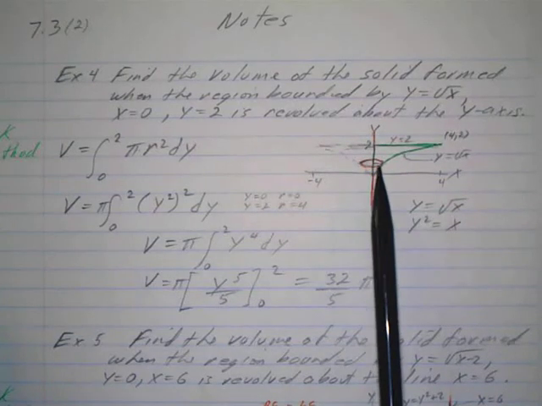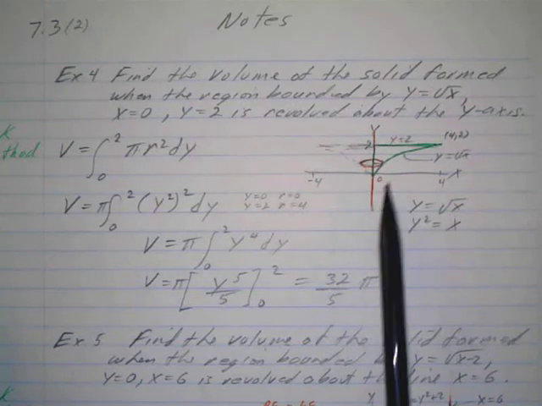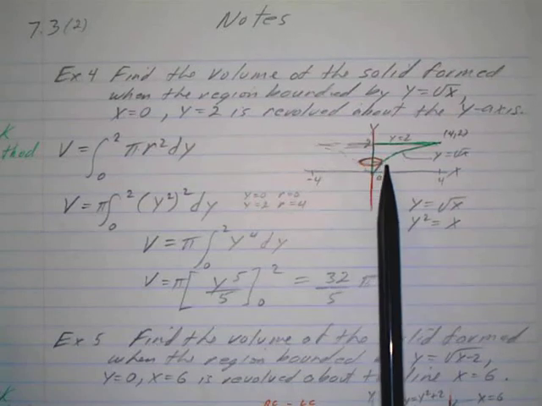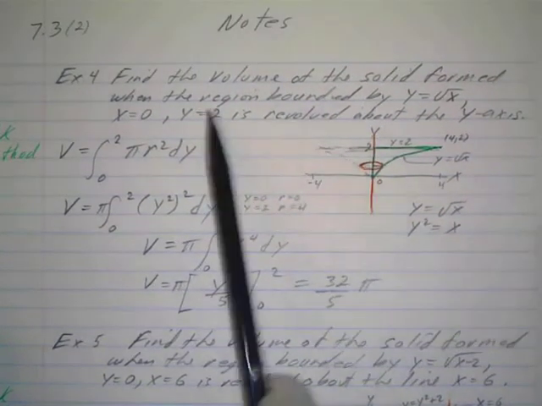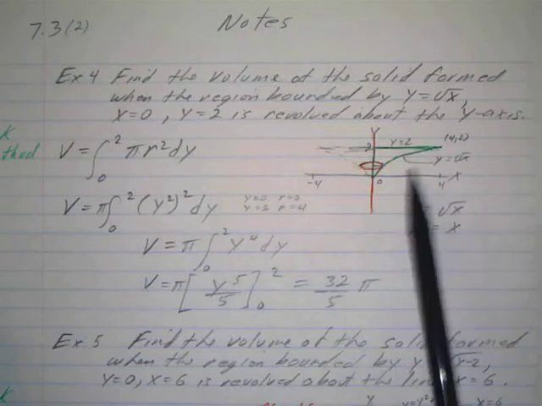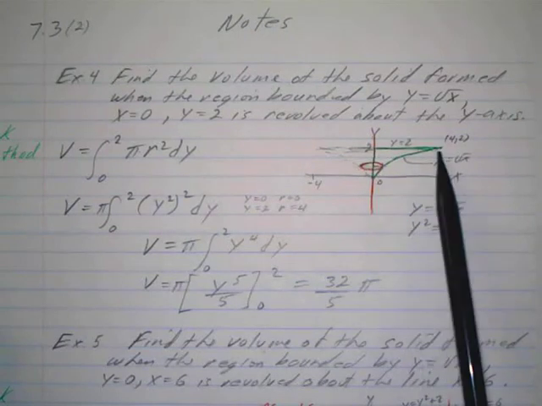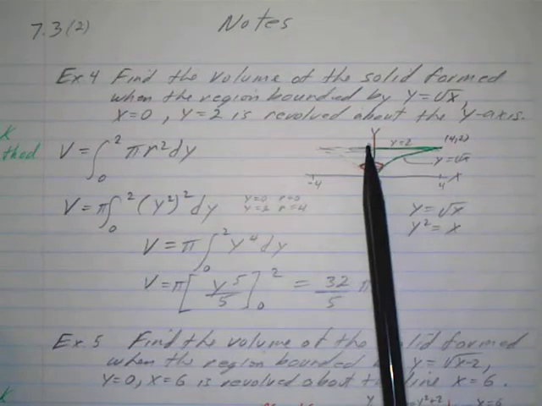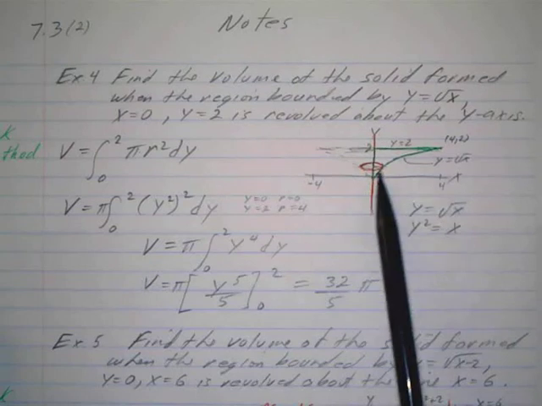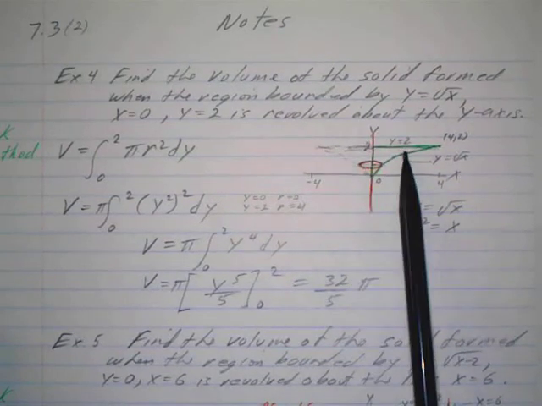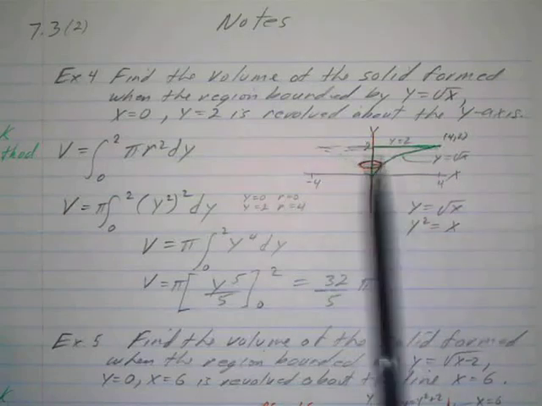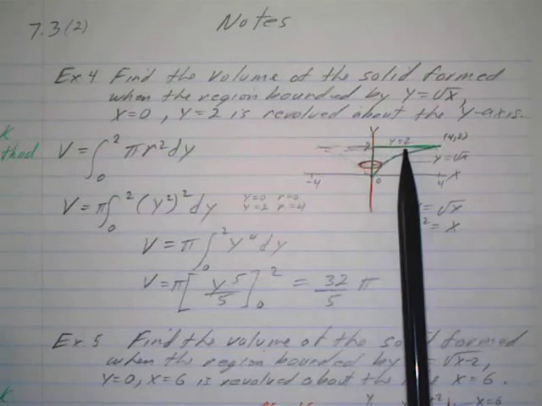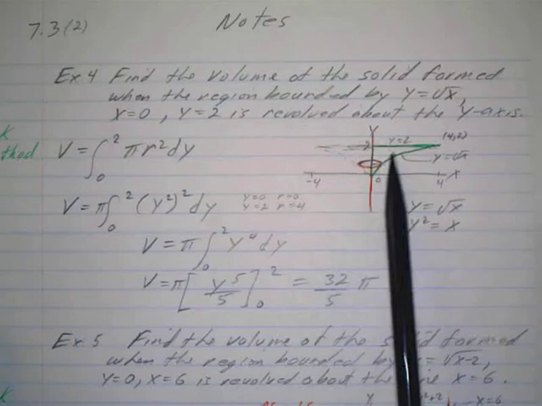So now our circular disc, rather than being perpendicular to the x-axis, will be perpendicular to the y-axis. Okay, so I drew a sketch, and this is my region. Y equals the square root of x, and then y equals 2, and then x equals 0, so it's this little region here. I'm going to revolve it around, so it's going to form kind of like a top that you spin around.